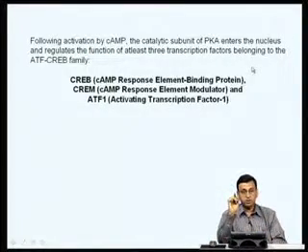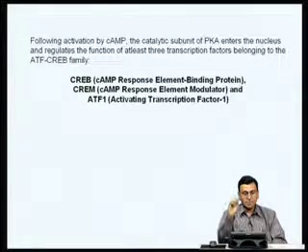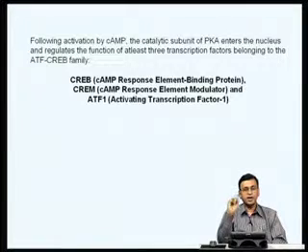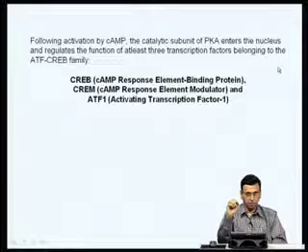So, following activation by cyclic AMP, the catalytic subunit of protein kinase A enters the nucleus and regulates the function of at least 3 transcription factors belonging to what is called the ATF-CREB family. Now, what are these?